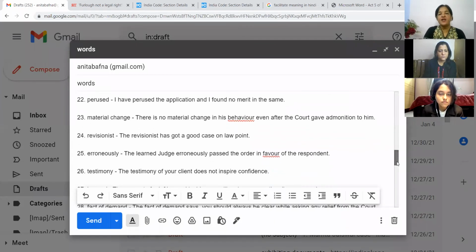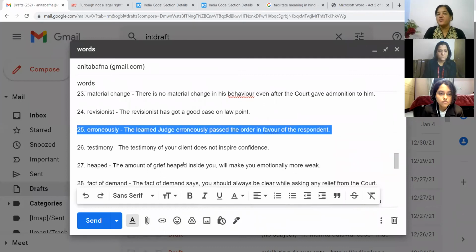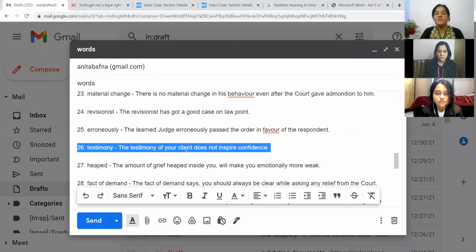Erroneously, again a very popular word. The learned judge erroneously passed the order in favor of the respondent. See the language. Learned judge erroneously, गलती से pass the order in favor of the respondent. आप अपील में mostly वाक्य यूज करते हैं. Testimony is deposition. कोर्ट के सामने कहना. The testimony of your client does not inspire confidence. तुम्हारे client ने कोर्ट में जो भी कहा उससे कोई confidence नहीं आता है.